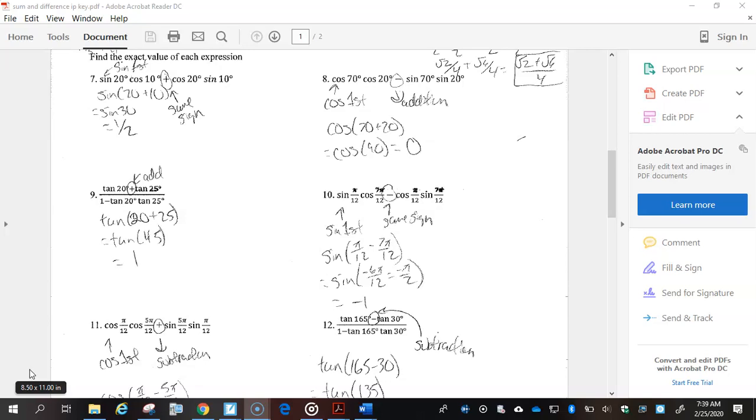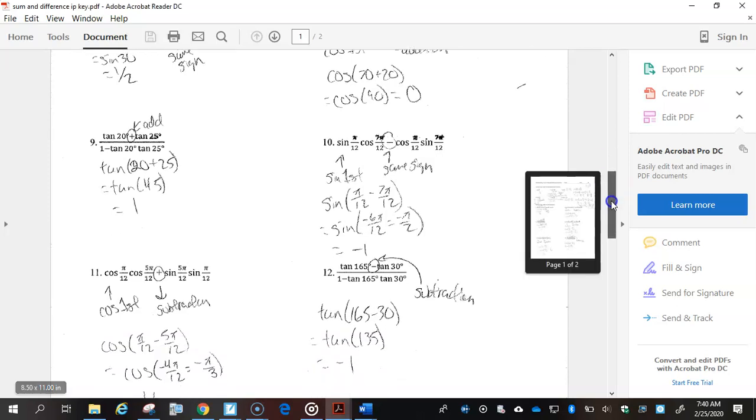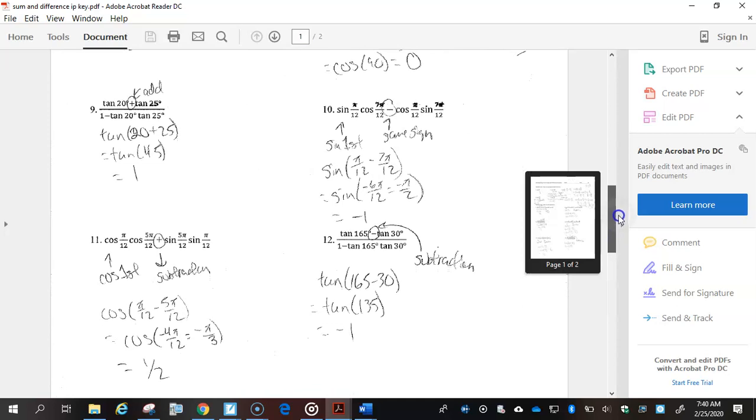For 9, you should have been looking at your numerator and added them together, so tangent of 45, and got 1. For 10, you should have been subtracting, so sine of negative pi over 2, so negative 1. Won't let me go down further. For 11, doing the opposite, so subtracting to get negative pi over 3, so 1/2. For 12, subtracting to get 135, so negative 1.